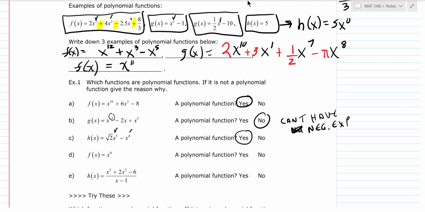How about the next one, x to the 0? Yeah, how come that's okay? Because 0 is a whole number, right? Okay, so that's okay. All right. How about the next one?